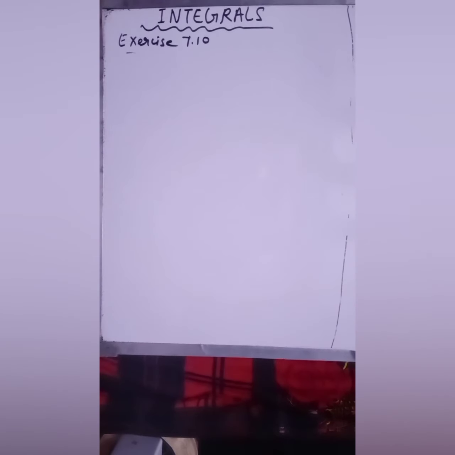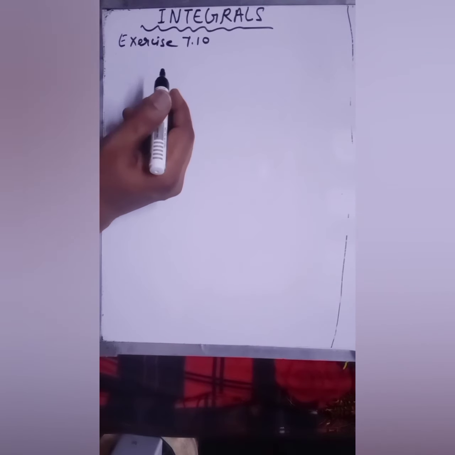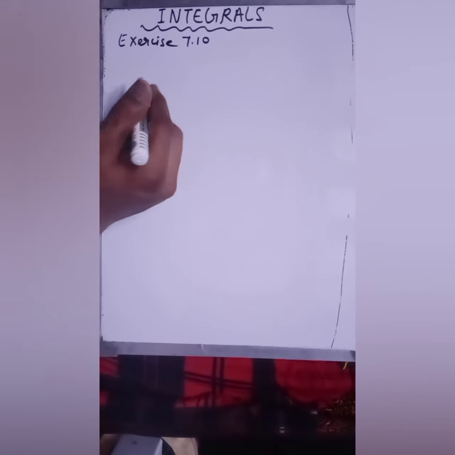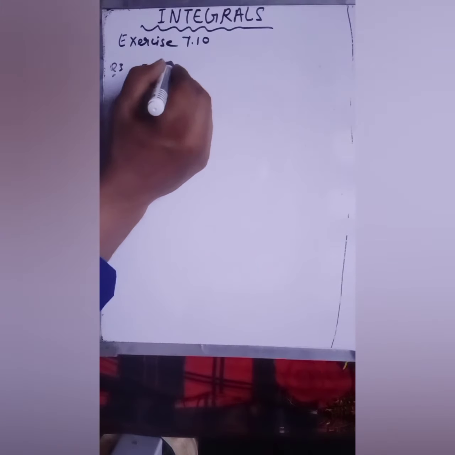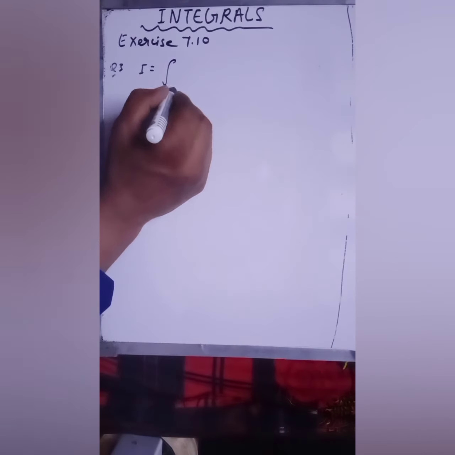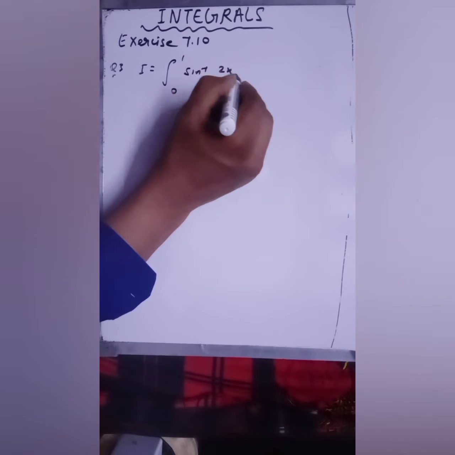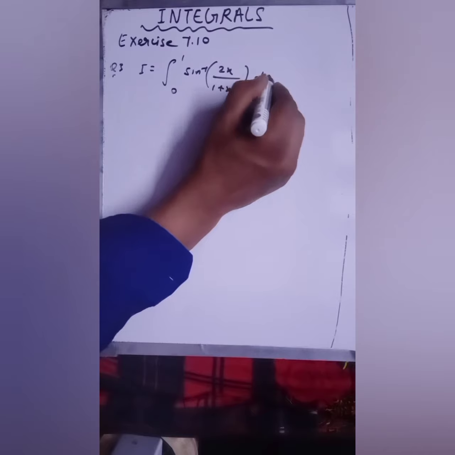Similarly, children, in question number 3, question number 2 we have done. So by mistake I said question number 3, we have done question number 2 before. Now we have to solve question number 3. So in question number 3, this is given to us: integration of sine inverse of 2x over 1 plus x square into dx. This is given to us.